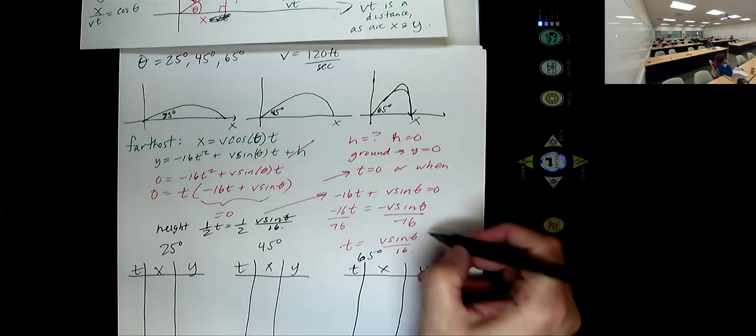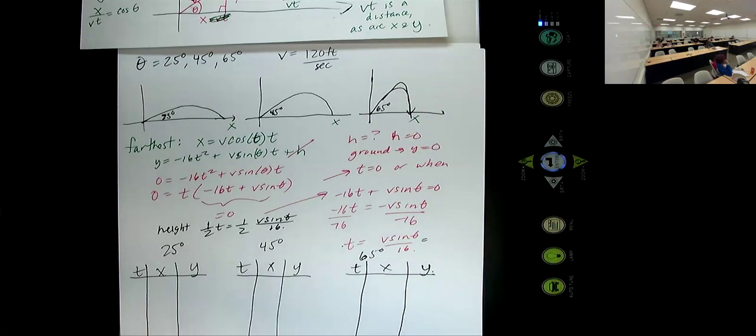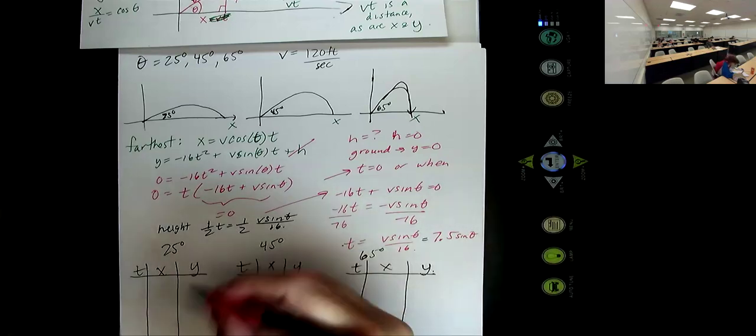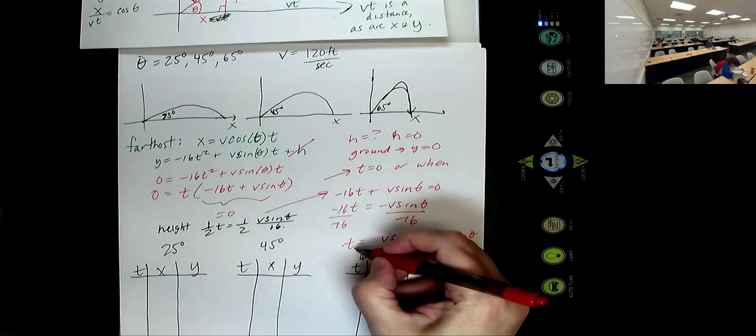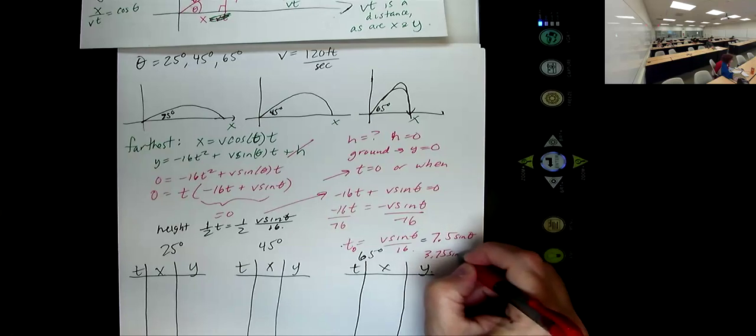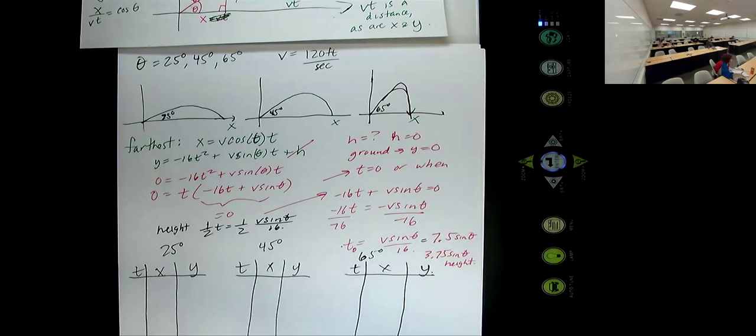Let's clean that up a little bit. V was 120. What's 120 divided by 16? Something nice, excellent. 7.5 times sine theta. This is t when it hits the ground. And we're going to have 3.75 sine theta for the height. So we have values for each of these.